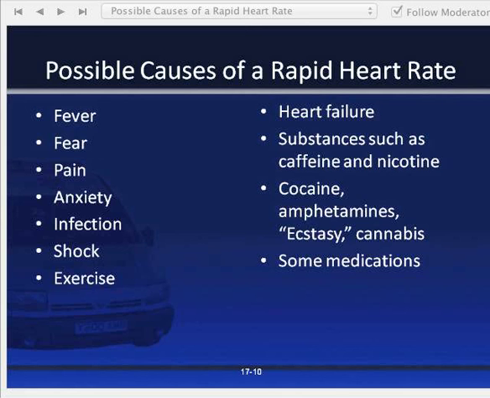I can assure you, my fat butt on a treadmill will have a very fast heart rate.